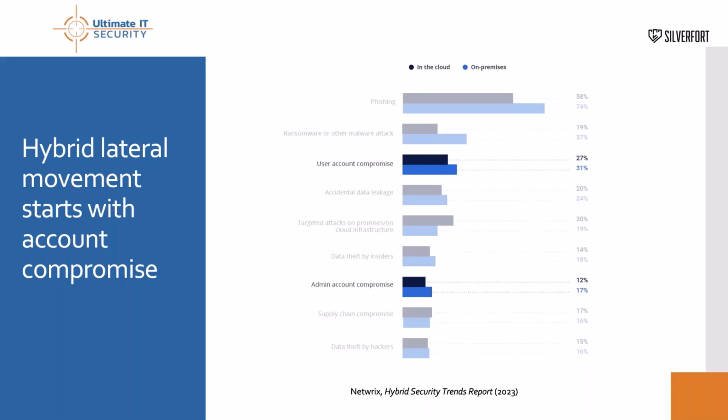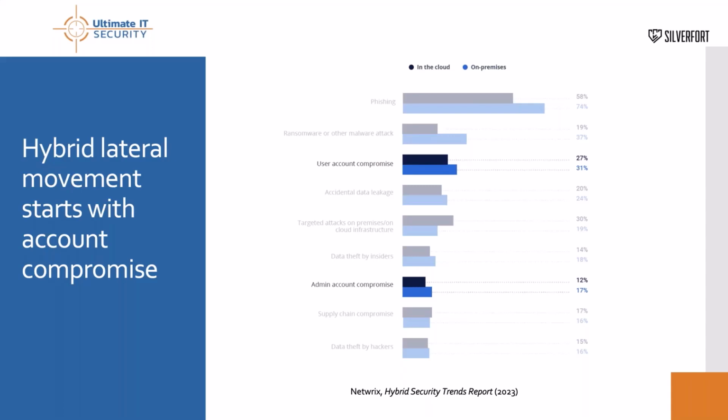And I just found it very interesting that the idea of hybrid lateral movement doesn't necessarily mean it's always going to be on premises and then move to the cloud. It might be starting in the cloud and moving back to on premises. But it always is going to start with this account compromise. Do you have anything to add?